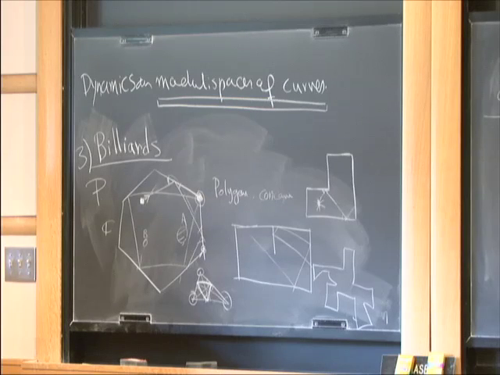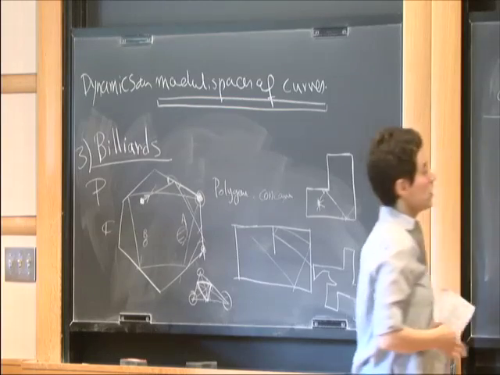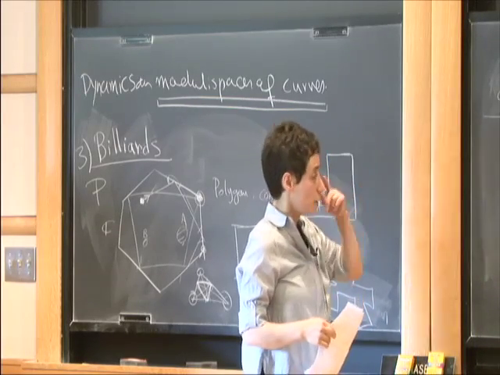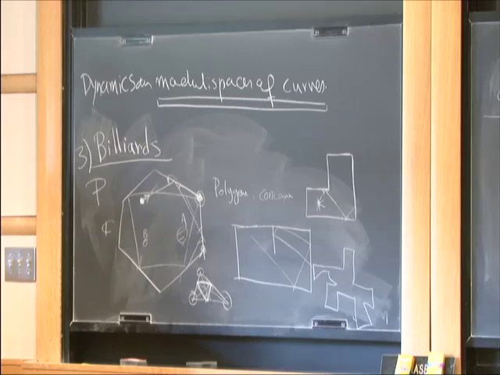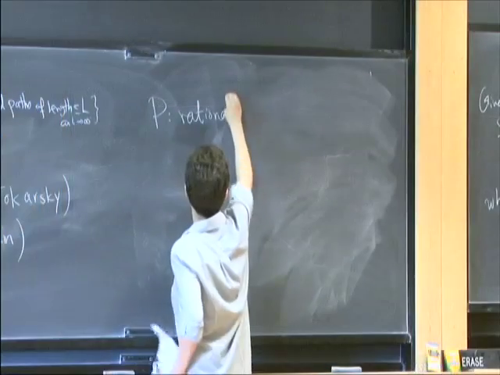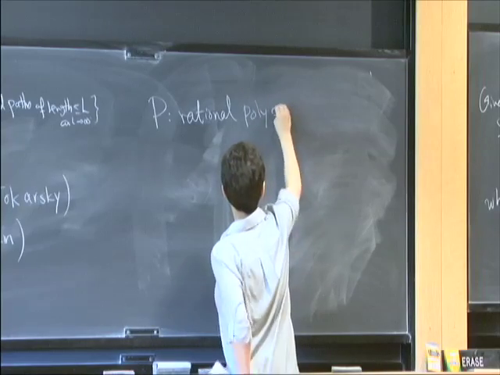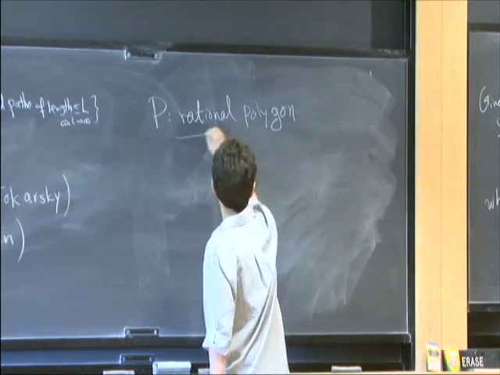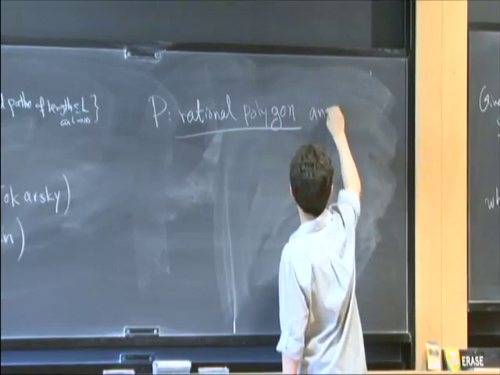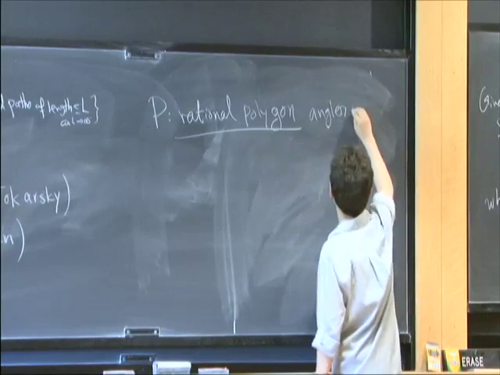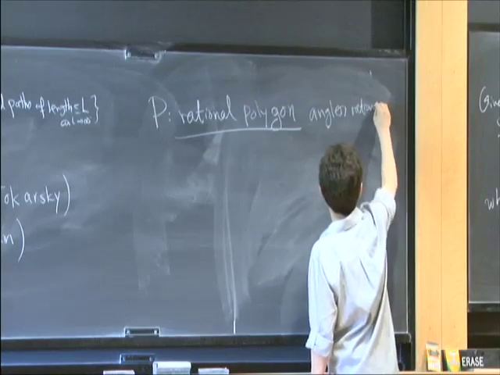But there is a case which is related to dynamics on moduli space of curves, which will give you information about these kinds of questions. And that is the case where P is called a rational polygon. So a rational polygon is a polygon whose angles are rational multiples of pi.